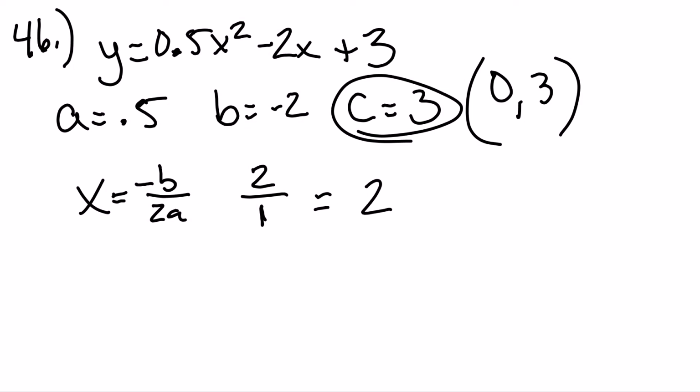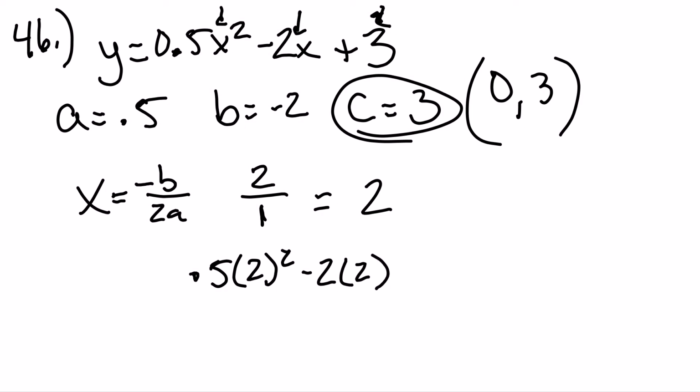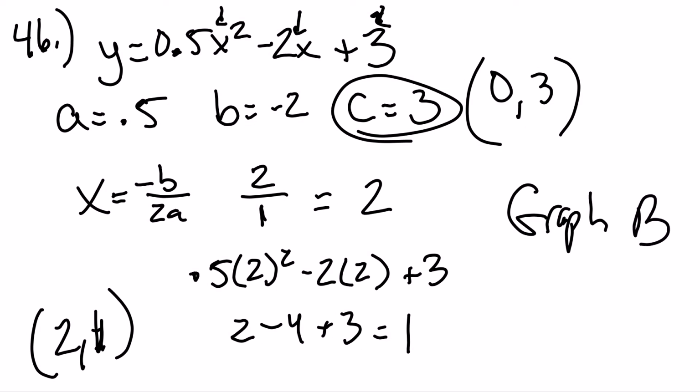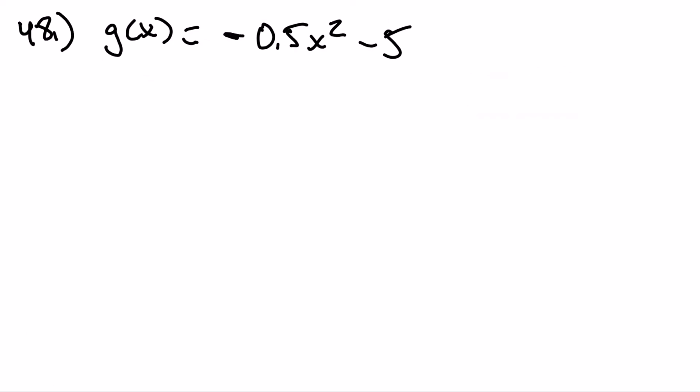I plug in 2. I get 0.5 times 2 squared minus 2 times 2 plus 3. 2 squared is 4. 4 times a half is 2. Minus 4 plus 3. I get 1. So graph B has 2, 1, and 0, 3 on it. So graph B is the answer for 46.